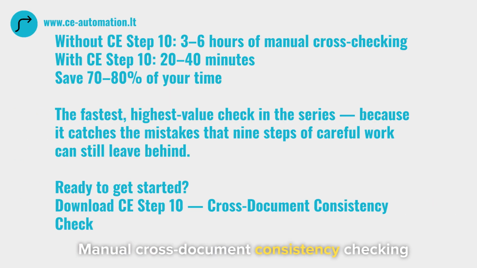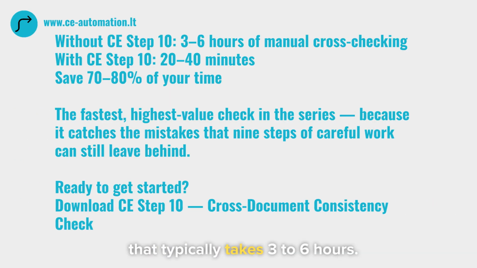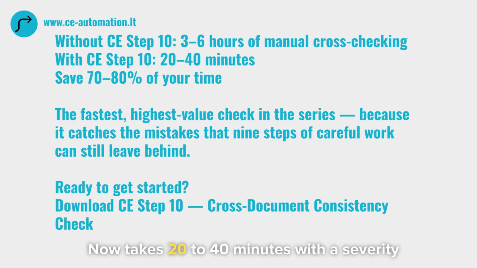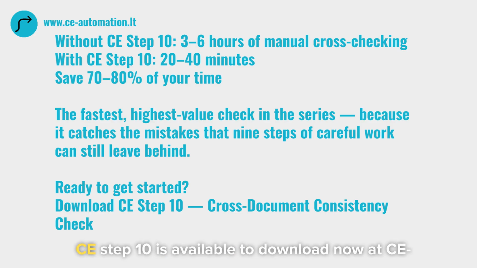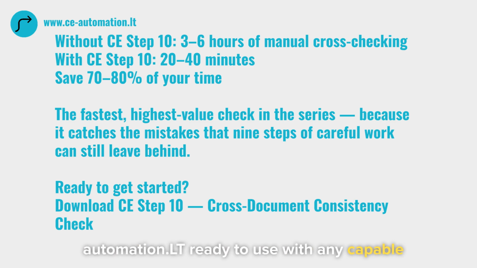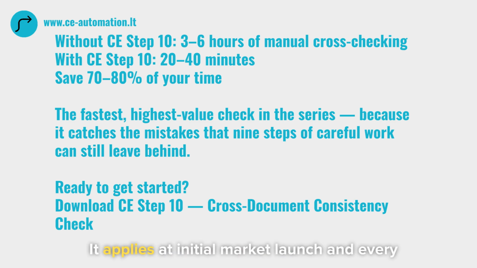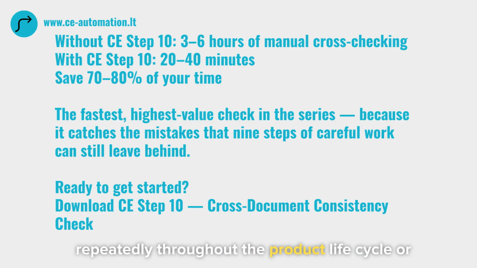Manual cross-document consistency checking that typically takes 3 to 6 hours now takes 20 to 40 minutes, with a severity-ranked mismatch report and a precise corrective action list. CE Step 10 is available to download now at ce-automation.lt, ready to use with any capable large language model. It applies at initial market launch, and every time your documentation is updated, making it the only step in the series you will use repeatedly throughout the product lifecycle.